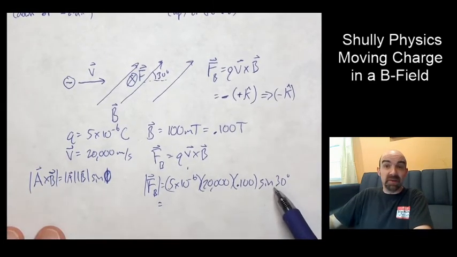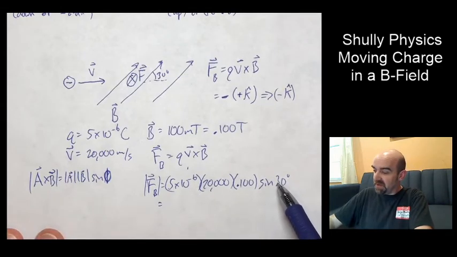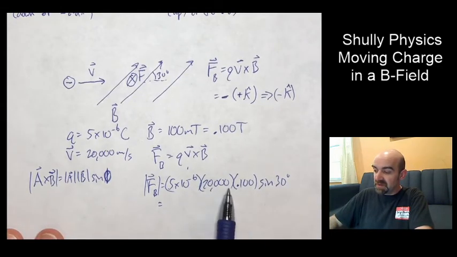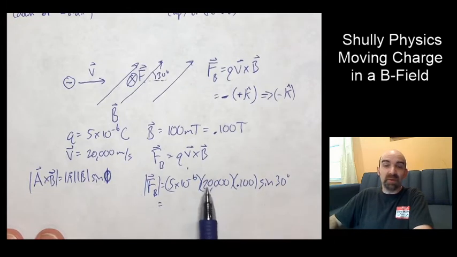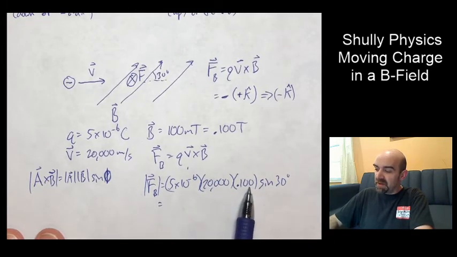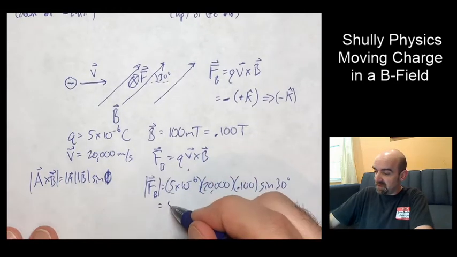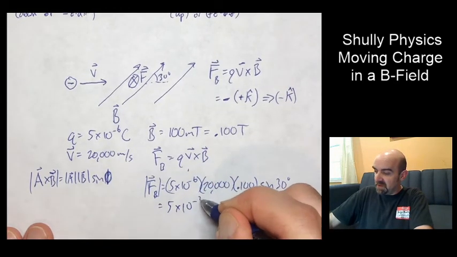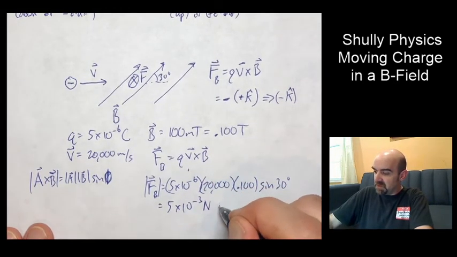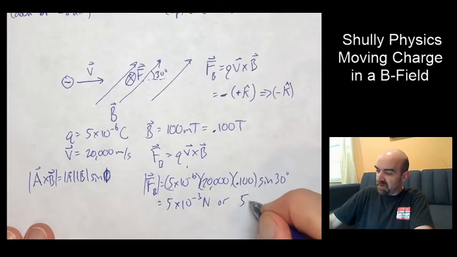The thing I like about sine 30 is it's equal to 1/2. So 1/2 of 20,000 is 10,000, and a tenth of that is 1,000. So I'm taking 1,000, or 10 to the third, times 5 times 10 to the negative 6. That will give us 5 times 10 to the negative 3 newtons, or we could say 5 millinewtons of force.